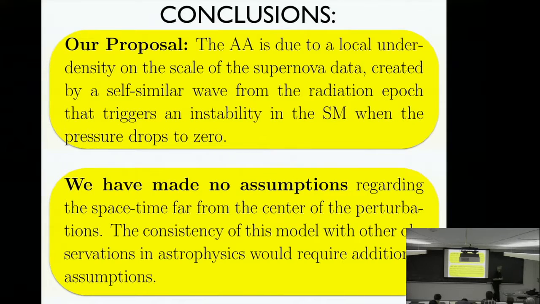Conclusions, our proposal. The anomalous acceleration is due to a local underdensity on the scale of the supernova data created by a self-similar wave from the radiation epoch, which is more general than that. But I'll just say, we've been thinking about this. When would you expect to get decay to a self-similar wave in the radiation epoch? Well, waves are coming in, and waves are going out.